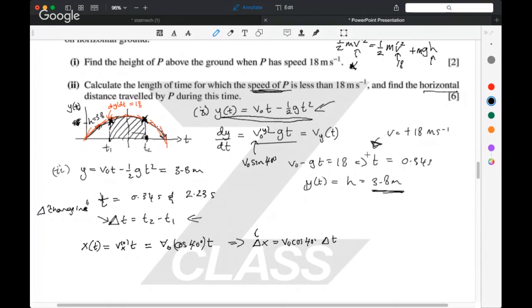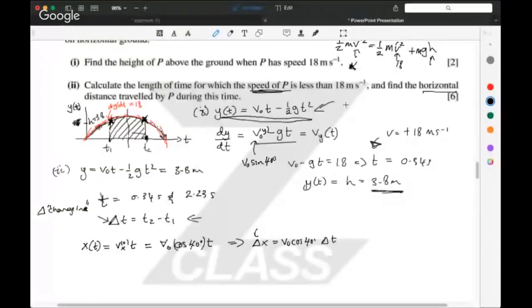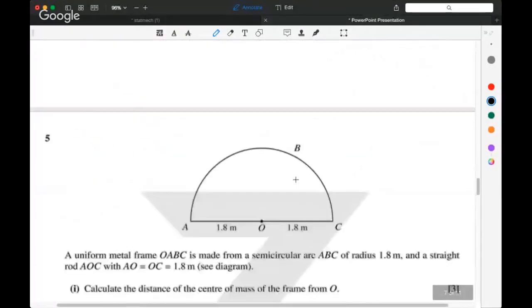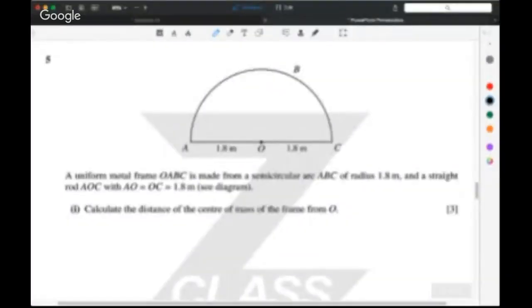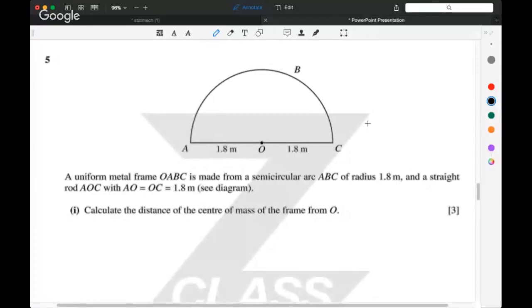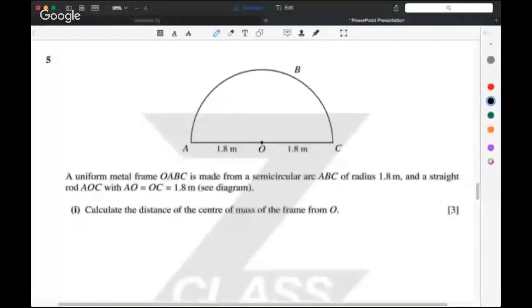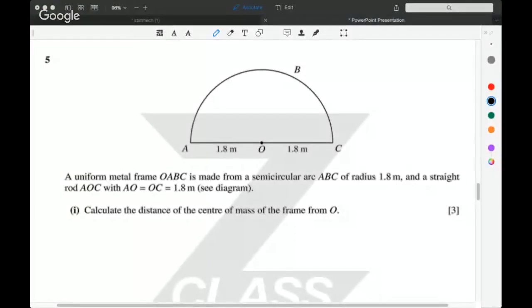I'm really sorry, guys. I really don't know why it's doing that. Okay, question 5. I'm going to try and keep an eye on whether that thing is blacking out or not, so I'll try and drag it to one side of the screen so I can see it.